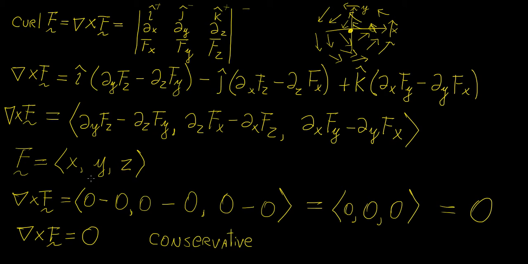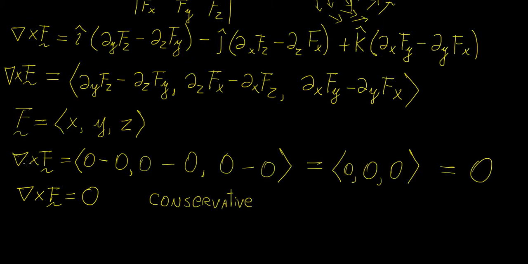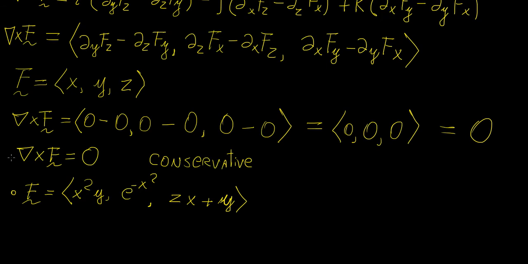So let's do something a little bit more complicated. So let's do the following vector field. Let's have x squared y, then e to the minus x squared, and then z, x plus y. Okay, so now let's compute the curl of this vector field. So let's see what we get.